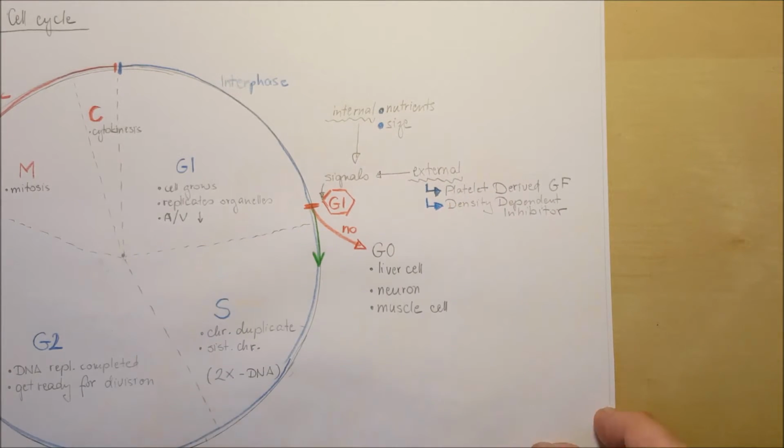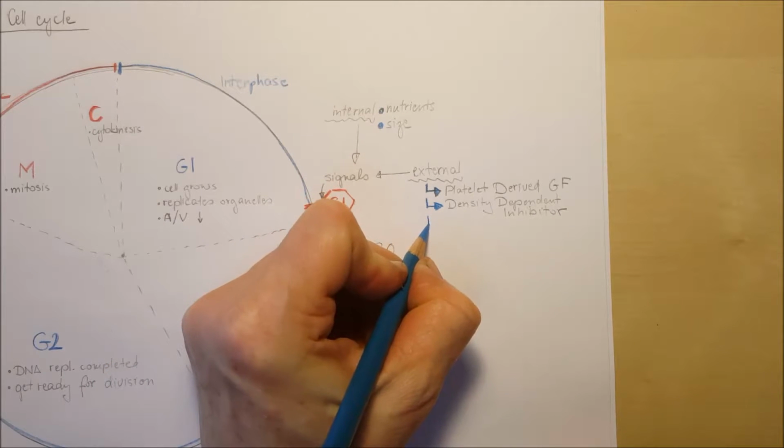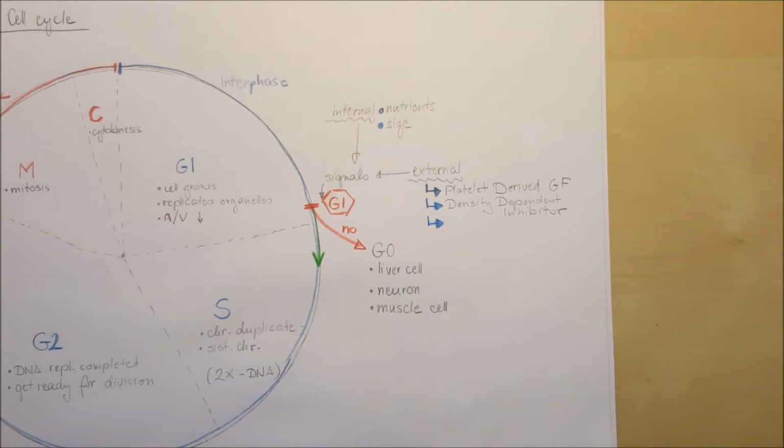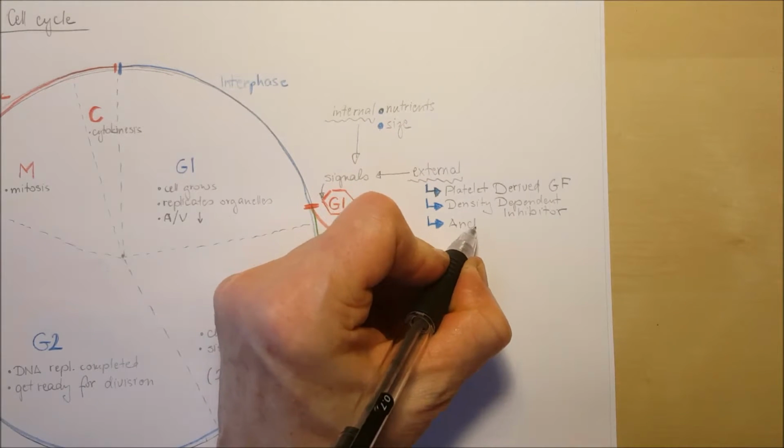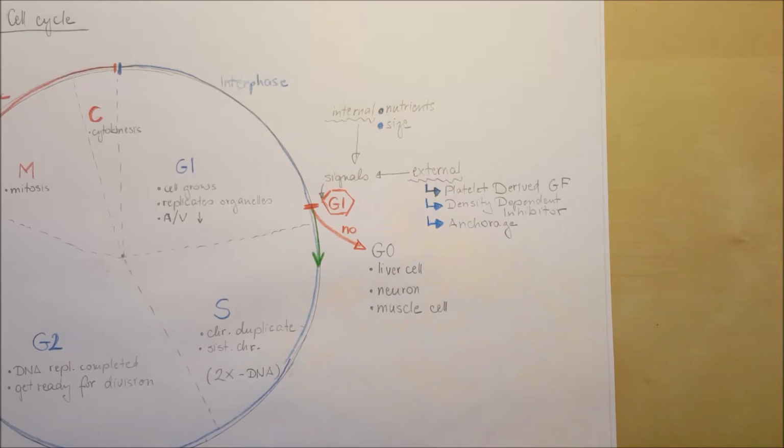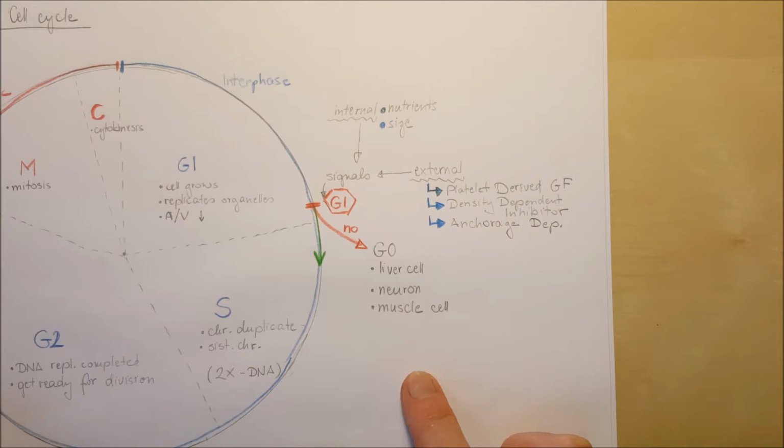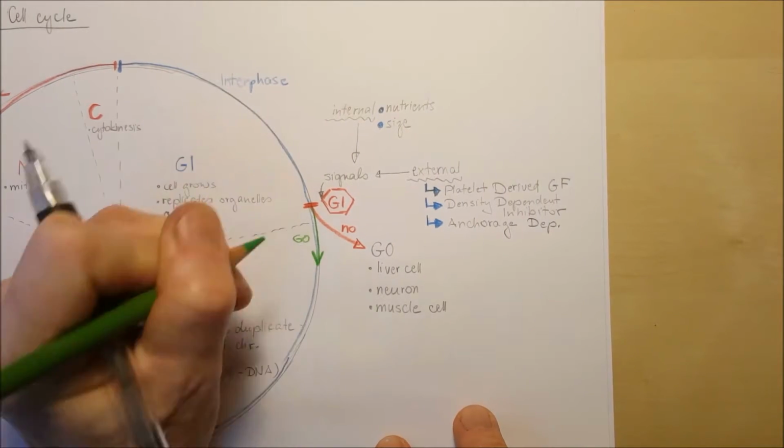Another one is the density-dependent inhibition. When there are too many cells, they send out signals to each other to slow down and not to proliferate anymore. And also the anchorage dependence factor. It's kind of a touch receptor. The cell needs to have something to attach to in order to go through the cycle and enter into S phase. So that was the G1 stuff.